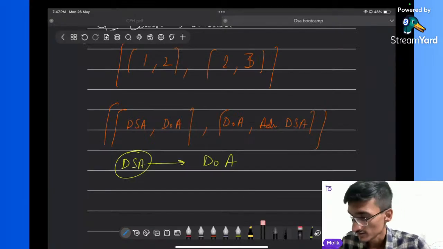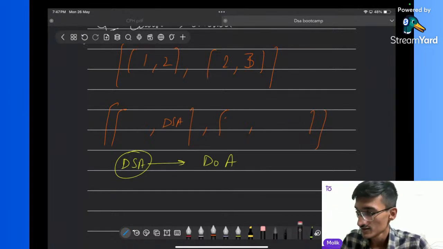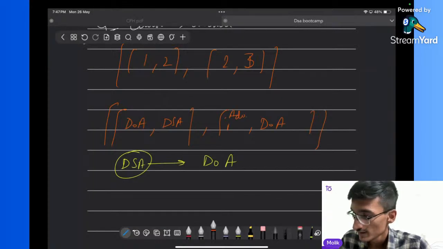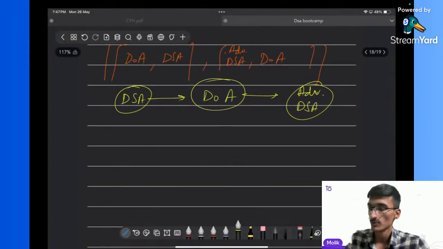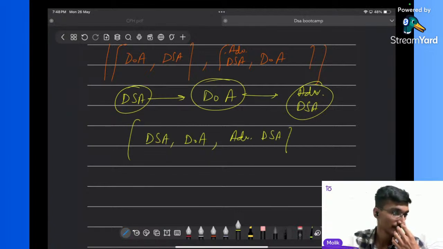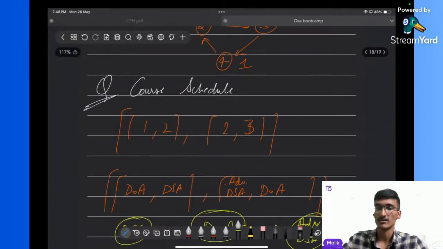There is an edge from this one, so you need to do DOA first, then advanced DSA. So a valid topological sort must be: first you do DSA, then you do DOA, then you do advanced DSA, right? So you can formulate this problem like this.